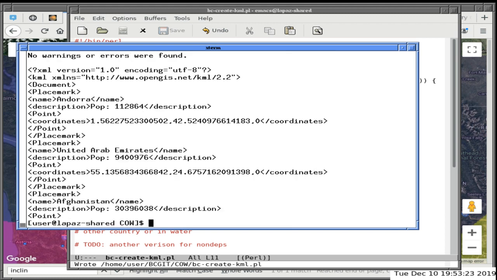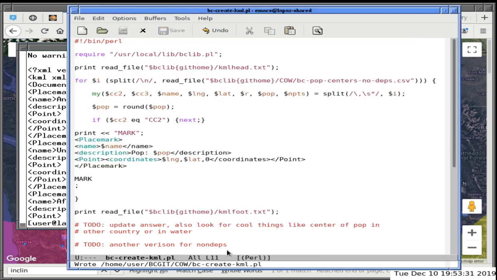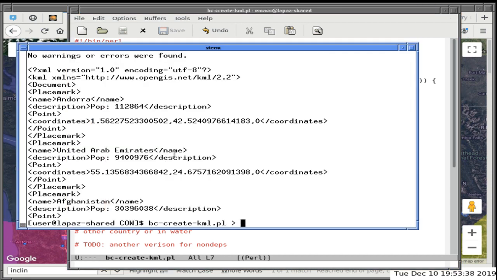Yeah, no warnings or errors were found. Okay, so this is a valid KML file. Now we just need a name for it. And what are we doing here with the pop centers? Well, you know what? We might as well just call it BC pop centers.